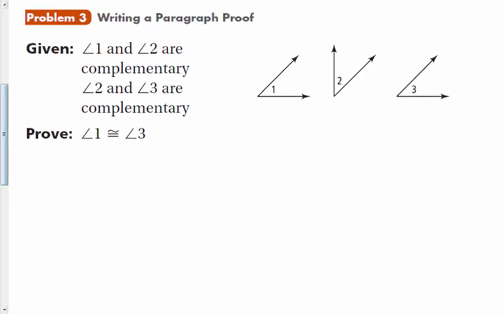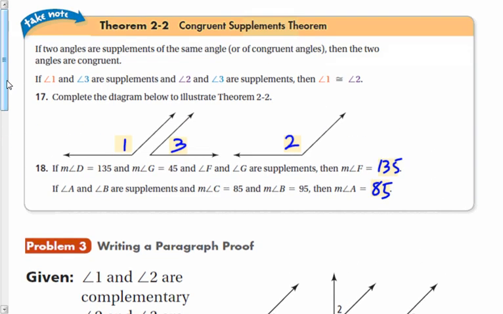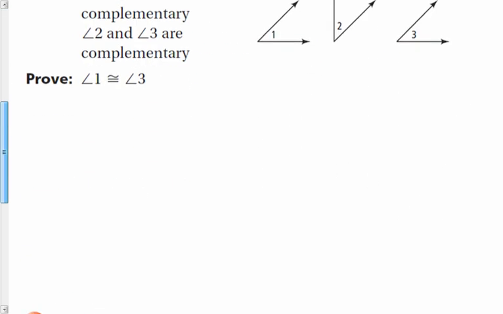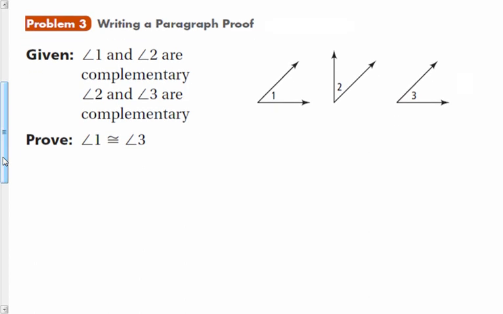Hey, for this one, we're going to write a different kind of proof. It's called a paragraph proof. In this one, we're given that angle 1 and angle 2 are complementary, and angle 2 and angle 3 are complementary. So we're going to prove angle 1 is congruent to angle 3. Basically, what we're proving here is the complementary supplements theorem, just like we just had the congruent supplements theorem, I'm sorry. So this will be proving the congruent complements theorem.